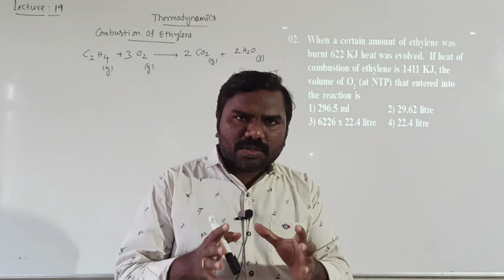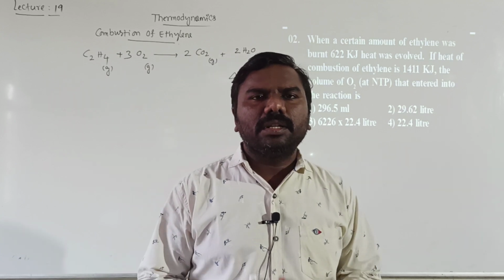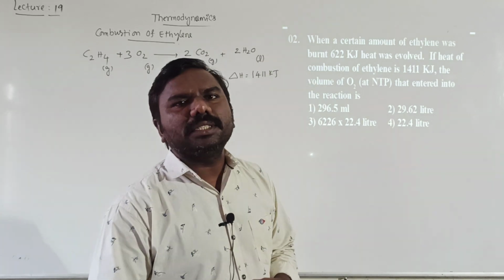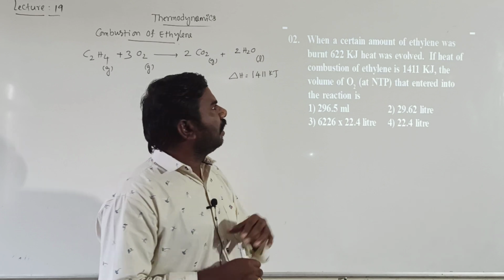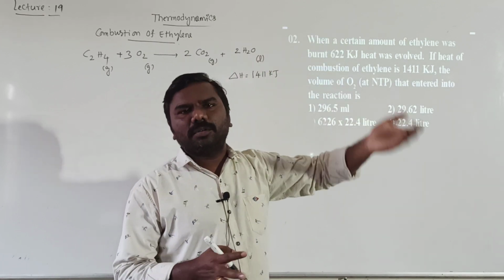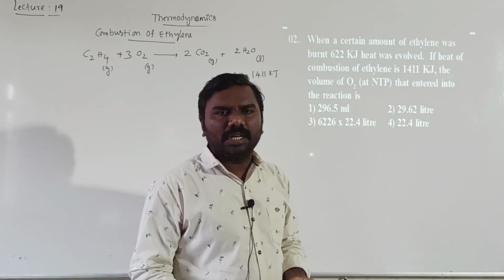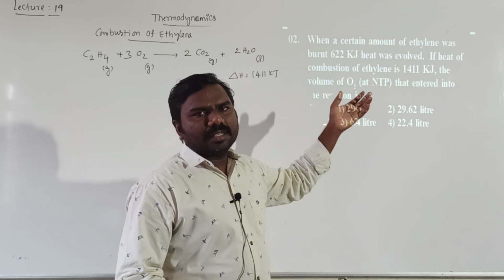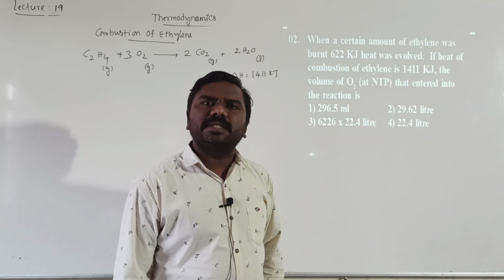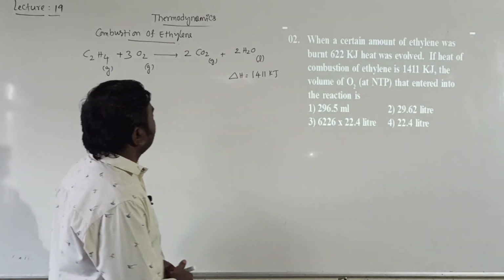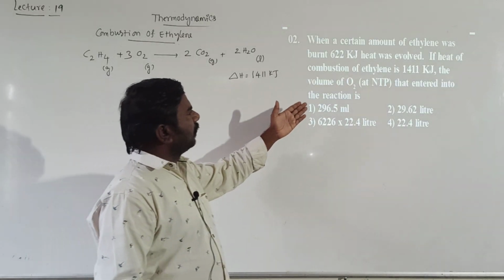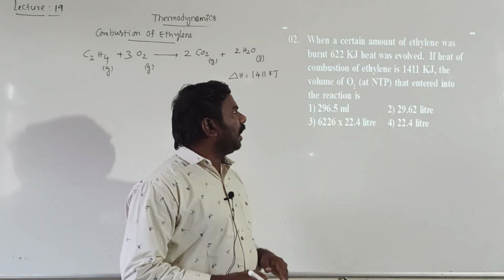It means actually for combustion of ethylene, the energy released is 1411. But they have taken a certain amount of ethylene, and in that case 620 kilojoules of heat is evolved. Now, the question is, the volume of O2 that entered into the reaction.